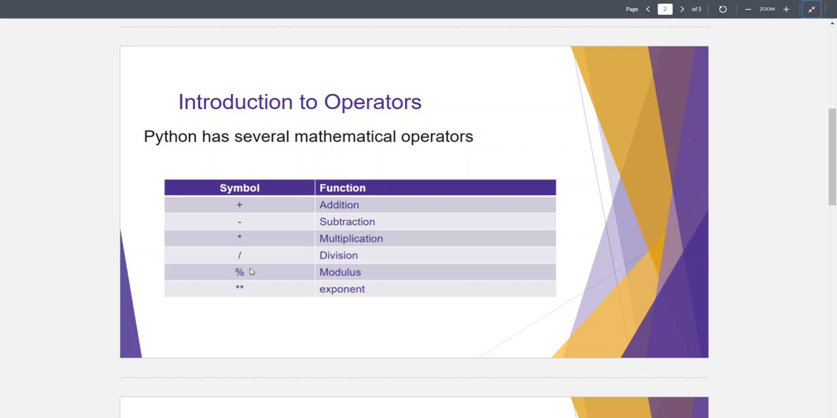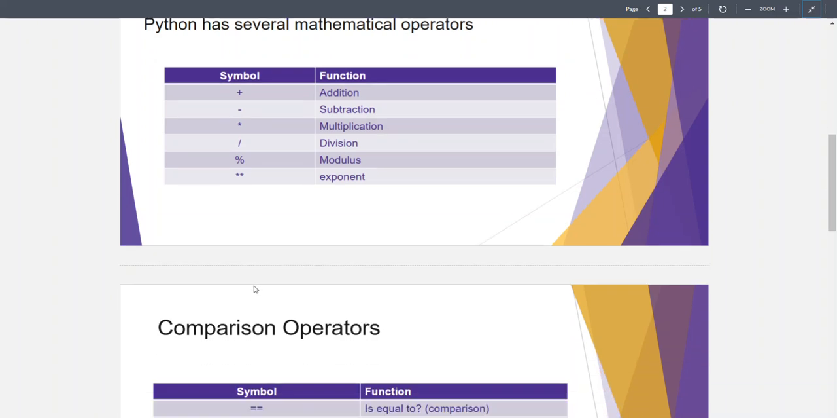Modulus, which you probably haven't seen before, and that's a percent sign, and exponent, 2 to the power of, and that gives you the two asterisks for that.